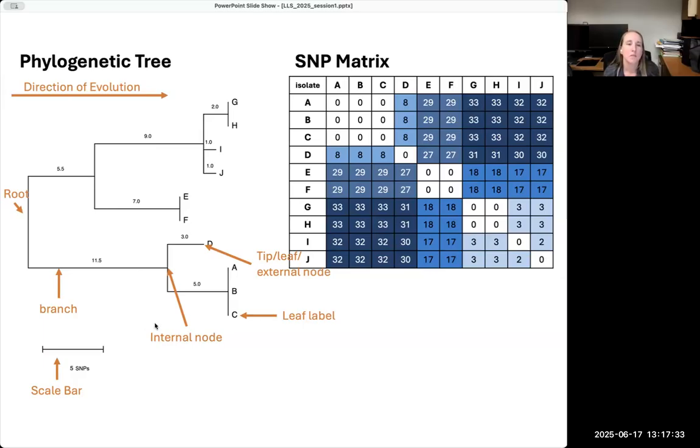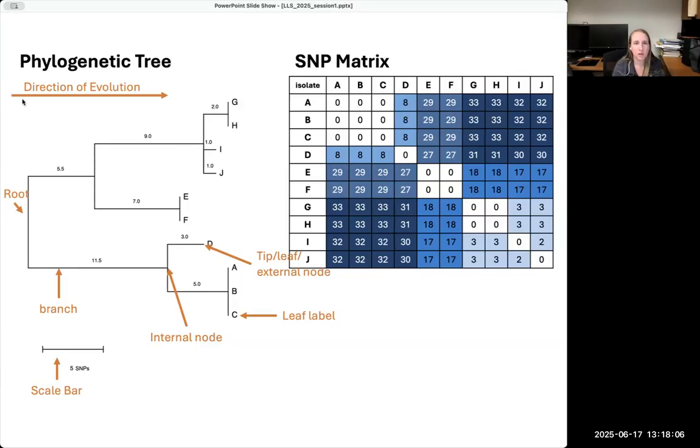And two important things. A tree, if you're looking at it, should usually have a scale bar. If it doesn't, that may be suspect. So it'll have a scale bar and it'll tell you what the branch lengths actually mean. Like in this one, this length here is going to be about 5 SNPs. And if it doesn't have a scale bar, it'll usually have the branch lengths above the branches instead. So it'll usually have one or the other, sometimes both.